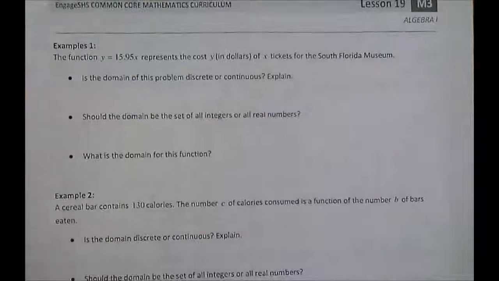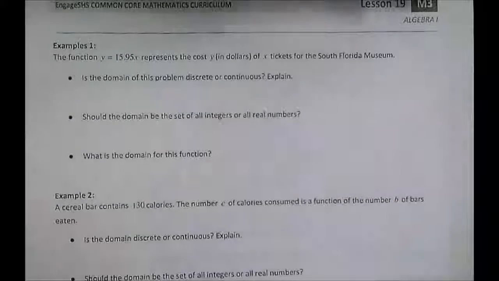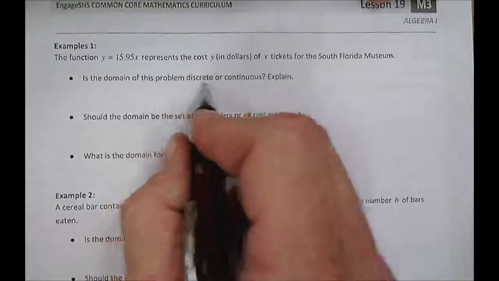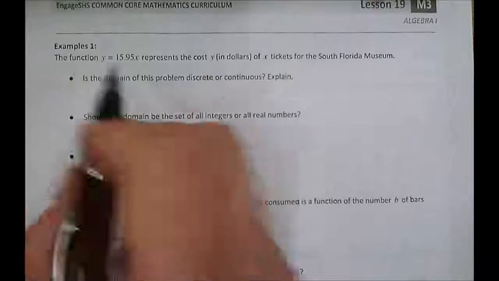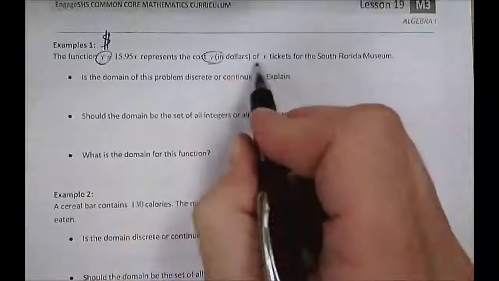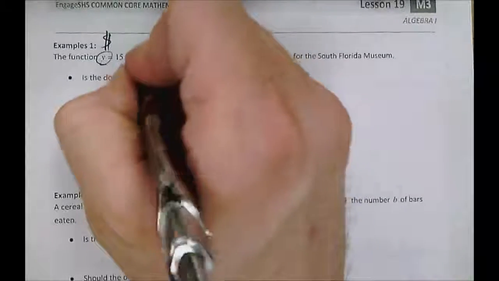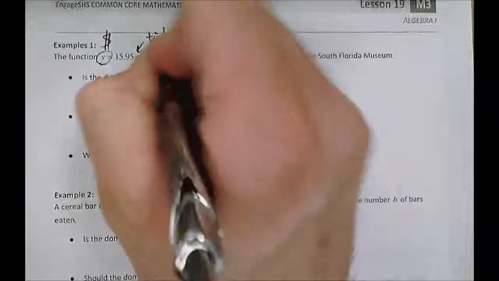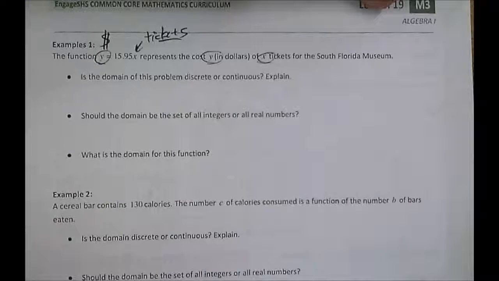In the real world, or in a context of trying to talk real world, let's take a look at tickets to get into a museum. By the way, go sometime. It'll make you feel better. Is the domain of this problem discrete or continuous? Well, the function compares cost, so that's money, to tickets. So tickets, I'm going to add this to the problem. It's going to compare the cost for tickets.